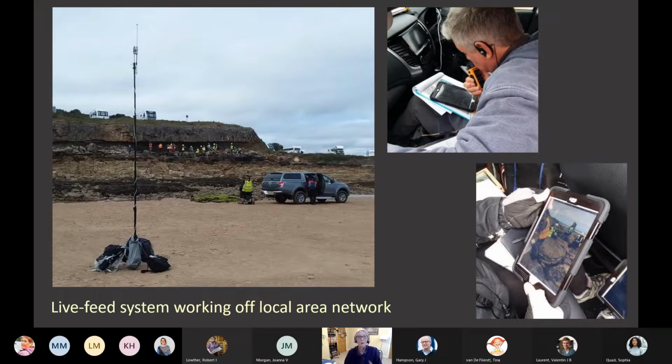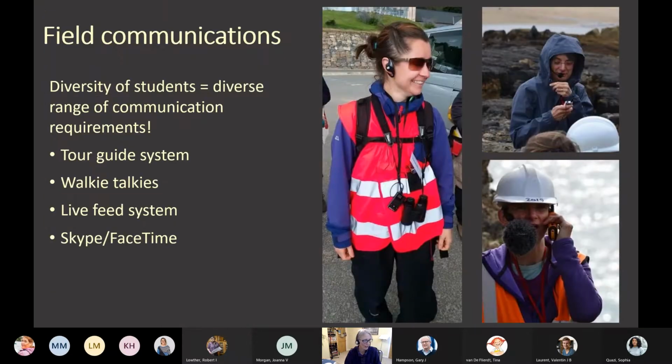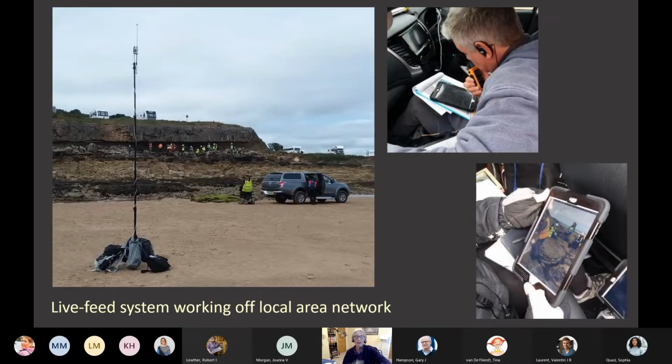But at other times we were able to use a walkie-talkie. If I just pop back here, you can see that in the bottom right-hand photograph, Jackie is speaking both into the tour guide system and also using the walkie-talkie, because that enables one of our students located in the 4x4 to speak back to her. So that's just maintaining two-way conversation.